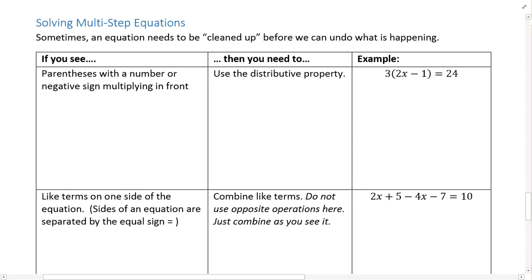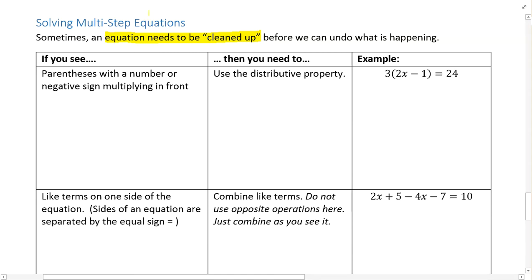So the multiple steps come in when an equation needs to be cleaned up. Okay, so sometimes you're going to see that it needs to be cleaned up. So what I mean by cleaned up is you might need to use the distributive property or combine like terms. So that's what we should always check for.